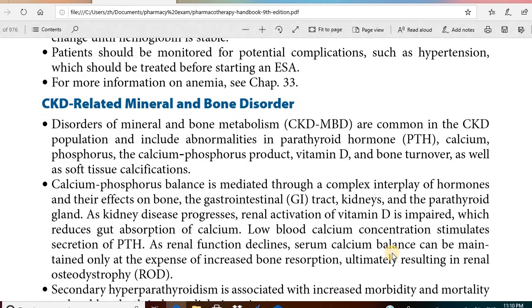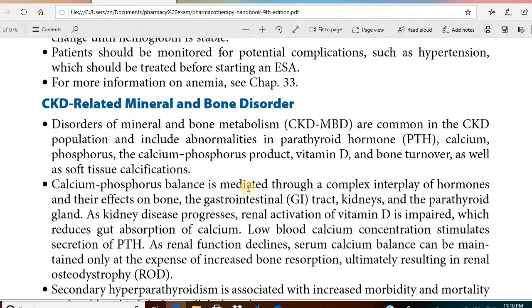Second, comes CKD related mineral and bone disorders. If you have chronic kidney disease then you also have to face mineral and bone disorder. So disorders of the mineral and bone metabolism are common in the CKD population, include abnormalities in parathyroid hormone, calcium, phosphorus, the calcium phosphorus product, vitamin D and bone turnover, as well as soft tissue calcification.